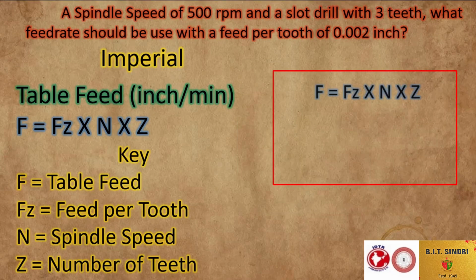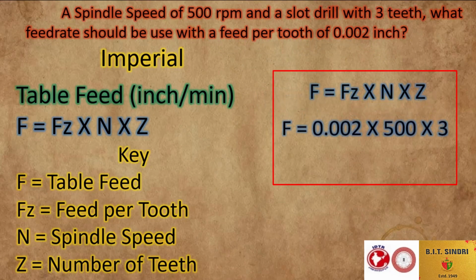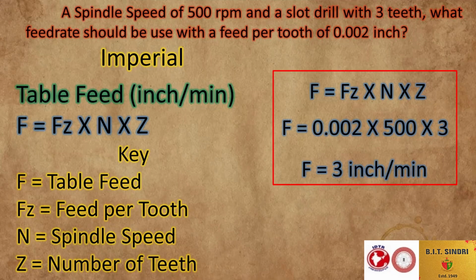So let us say F is equal to 0.002 of an inch, and we times that by our spindle speed. Let us give it a spindle speed of 500, which we worked out already using a spindle speed calculation. Then we times that by 3, since we are using a cutter with 3 teeth, and that is our equation to get our feed rate. So the feed rate would be 3 inches per minute.